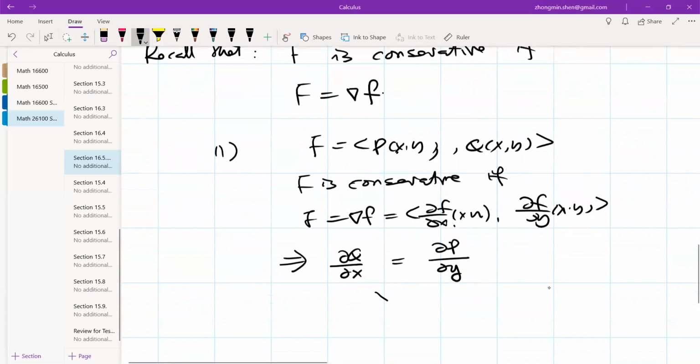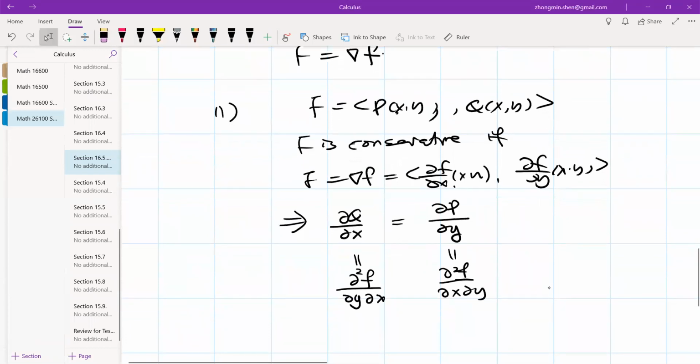The reason is that this side is the partial derivative of f with respect to y, then with respect to x, and this is the partial derivative of f with respect to x and then with respect to y. We know these must be equal, because the mixed partials commute. That's the reason you have the above equation.